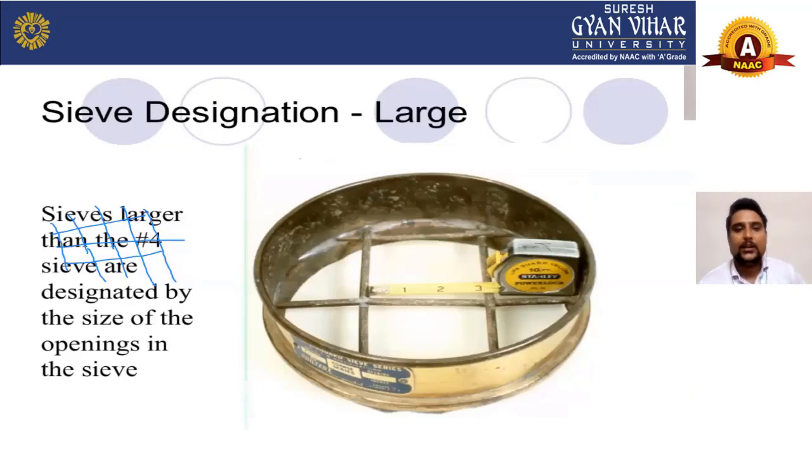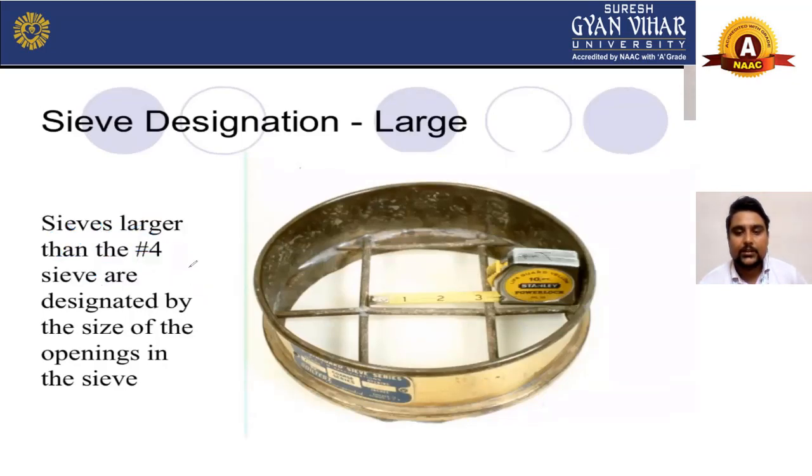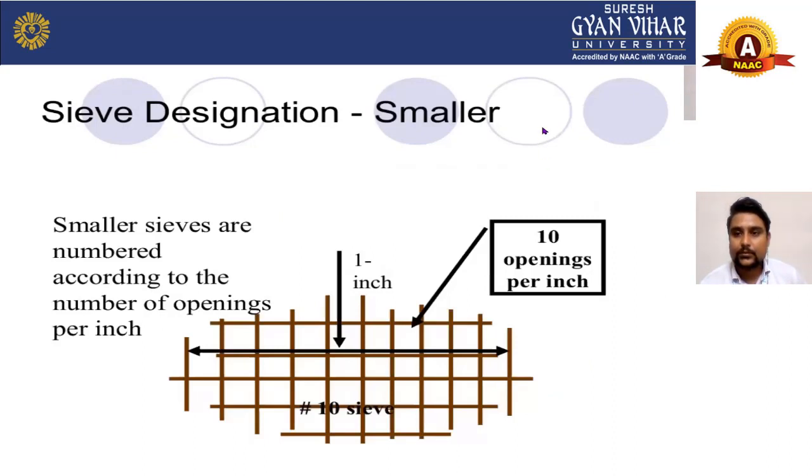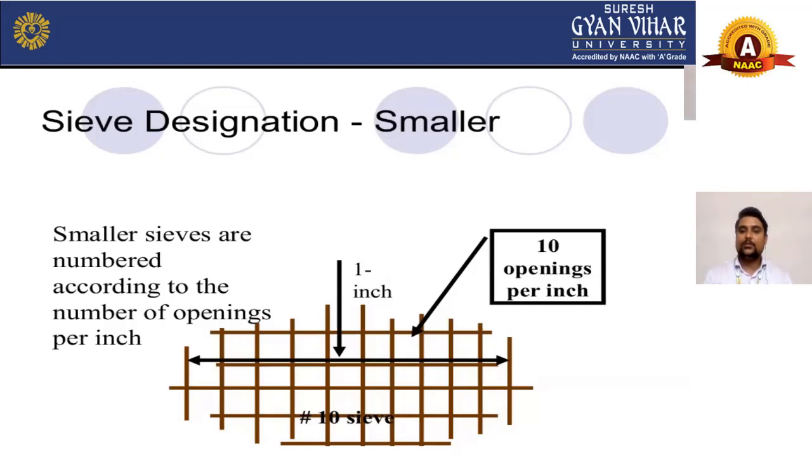Now come to the next, sieve designation. What is the sieve designation? Sieves larger than 4 mm are designated by the size of the opening in the sieve. As you can see, the size of this sieve is 4 mm. Now you will also see the sieve designation for the smaller ones. As you can see, small sieves are numbered according to the number of openings per inch. As you can see, this is your number 10 sieve, and there is 1 opening per inch.